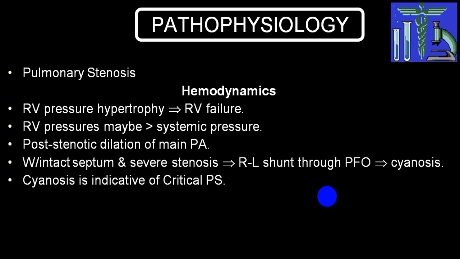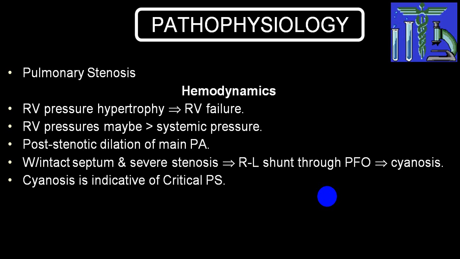Slowly there will be elevation of a right ventricular pressure. Right ventricular pressure will be elevated, right atrial pressure will be elevated, and person will have elevation of pressure in superior vena cava and inferior vena cava, ending up into right ventricular failure. When right ventricular pressure increases, it may become even more than systemic pressure. So when it becomes more than systemic pressure, in case of other congenital heart disease, it may end up into reversal of the shunt.